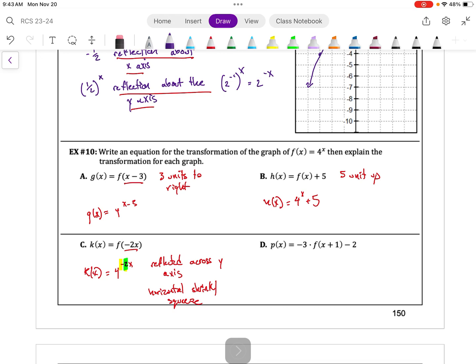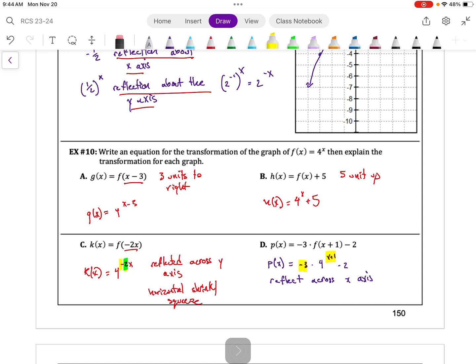Lastly, we've got this negative 3 times f of x plus 1 minus 2. Okay, so p of x, if I were to do this to my function, I'm going to have negative 3 times 4 to the x plus 1 minus 2. So a couple things going on here. This negative 3, first of all, is going to reflect across the x-axis.